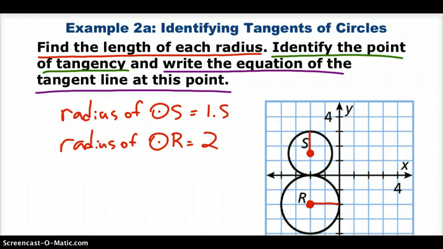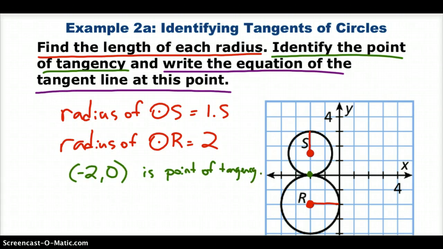Now the next thing we wanted to do was identify the point of tangency, or where's the one common point that these circles have? We can see it's right here, where the outsides of those two circles cross. It looks like it's going to be the point -2, 0. So the point of tangency here is -2, 0.